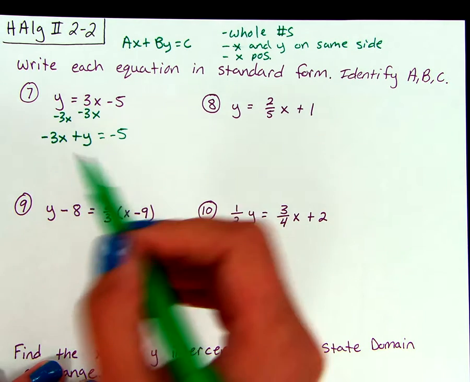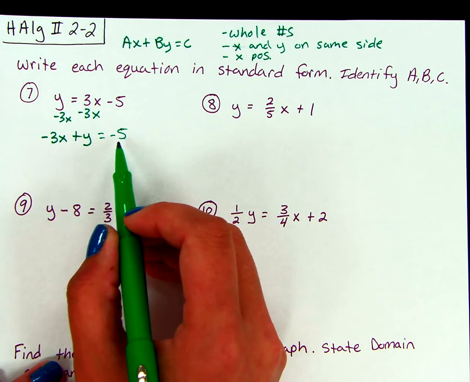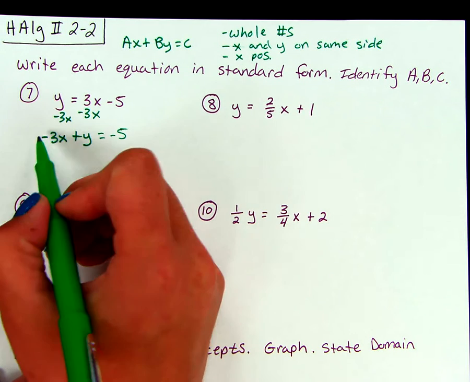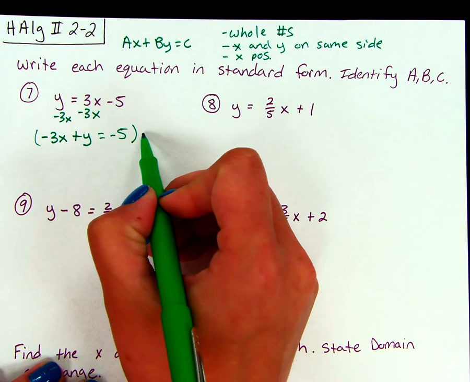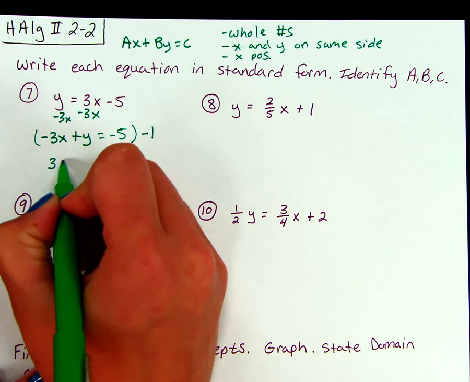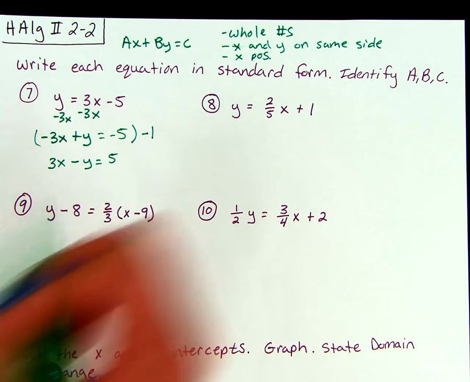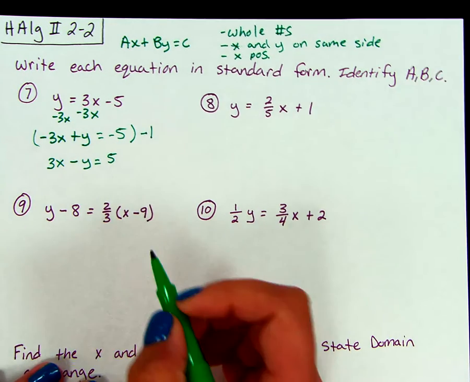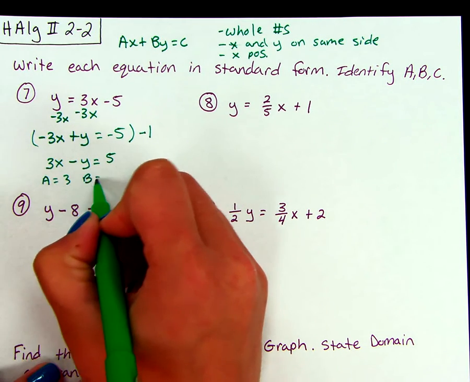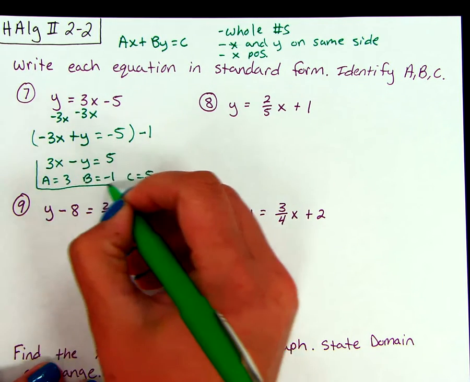Okay, so now we have x and y on the same side, all whole numbers, and x has to be positive. Well, here it's negative. So to make it positive, we're just going to multiply everything times negative 1. So now we have 3x minus y equals positive 5. So that's our standard form, where a is 3, b is negative 1, and c is 5. So all of this is our answer.